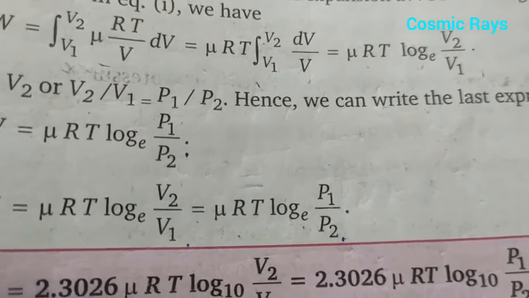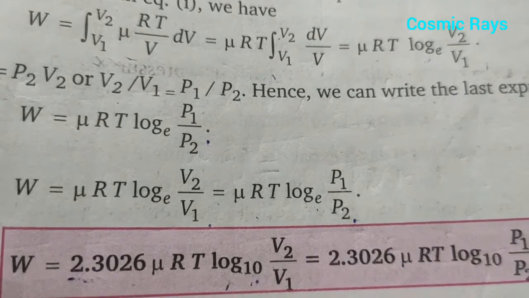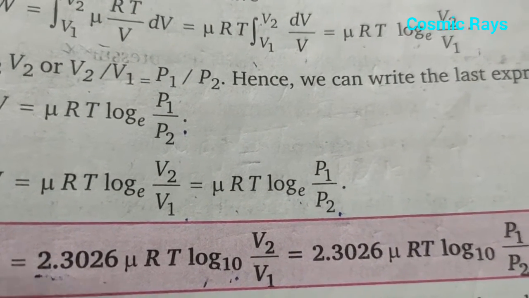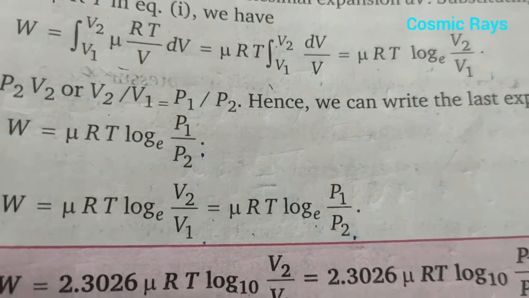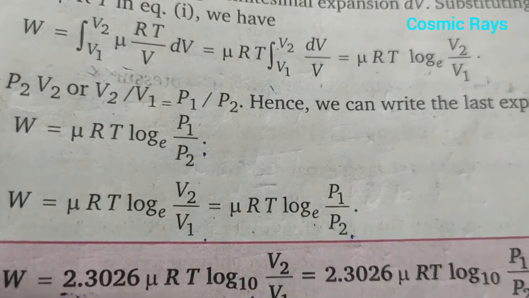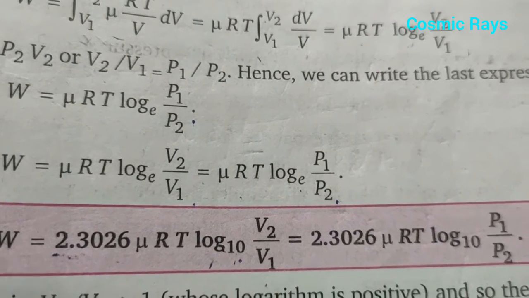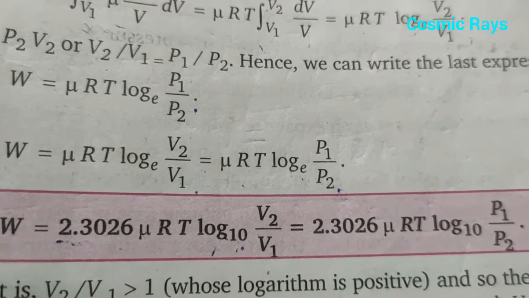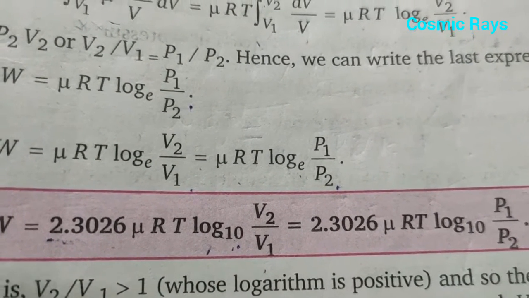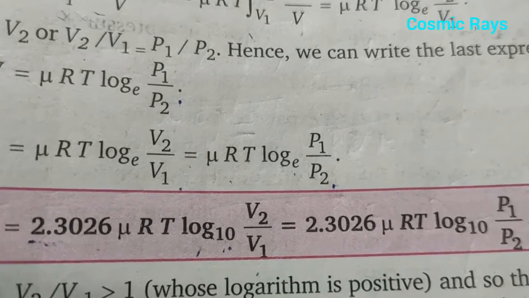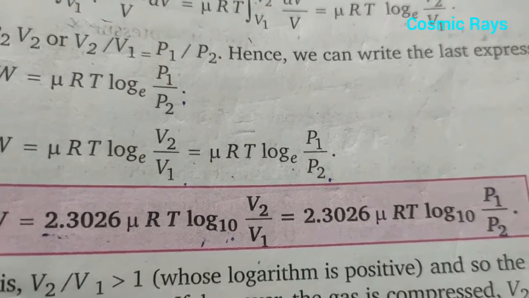Now here, as the gas expands, when the volume V2 is greater than V1, so the work done will be positive, which means the work is done by the gas. But if the gas is compressed, so V1 will be greater than V2. In that case, the work done is negative, which will mean that the work is done on the gas.